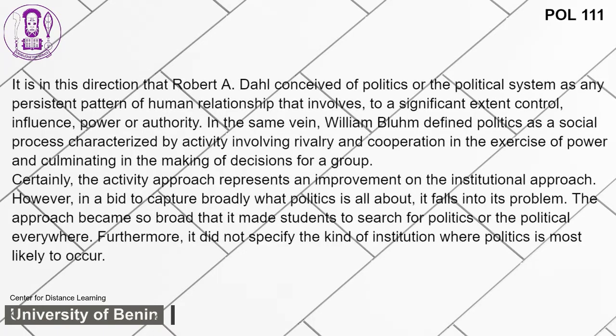It is in this direction that Robert A. Dahl conceived of politics or the political system as any persistent pattern of human relationship that involves, to a significant extent, control, influence, power, or authority. In the same vein, William Bloom defined politics as a social process characterized by activity involving rivalry and cooperation in the exercise of power and culminating in the making of decisions for a group.